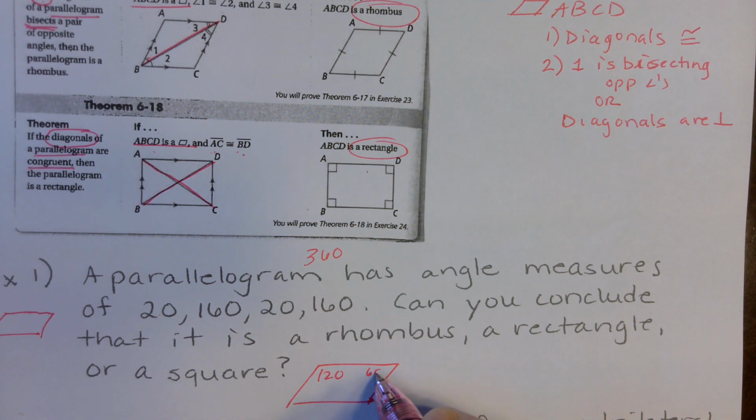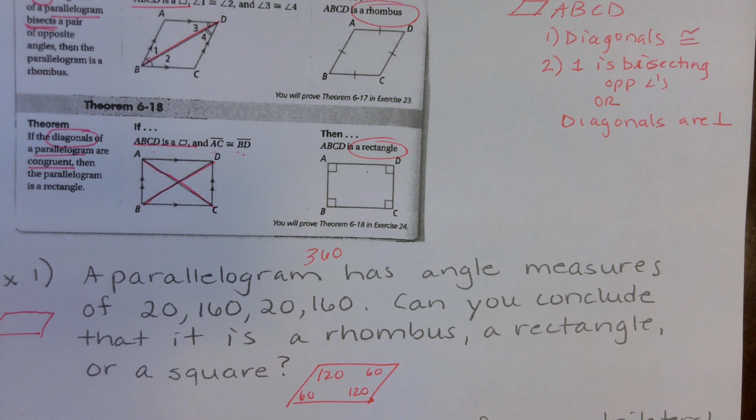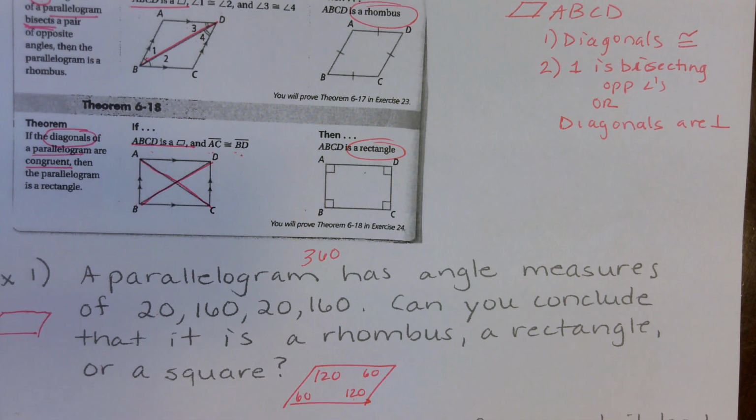120, obviously the obtuse angle is the 120. And that's 120 and 160. Okay, good. So the consecutive angles are all 180, and that is something you also learned. And opposite angles are also the same. Okay, so clearly a parallelogram.